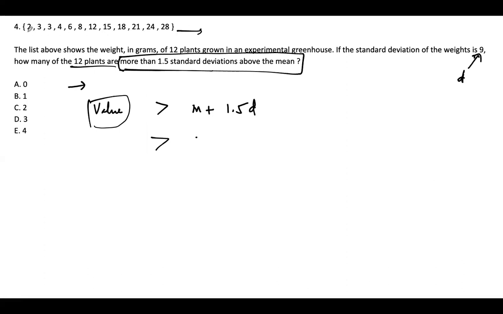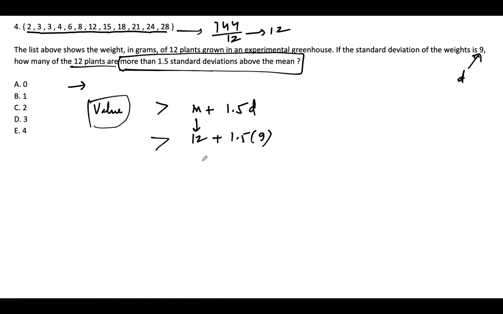12 samples are there. 2 plus 3, 5, plus 3, 8, plus 4, 12, plus 6, 18, plus 8, 26, plus 12, 38, plus 15, 53, plus 18, 71, plus 21, 92, plus 24, 116, plus 28, 144, divided by 12, which is 12. So the mean comes out to be 12.